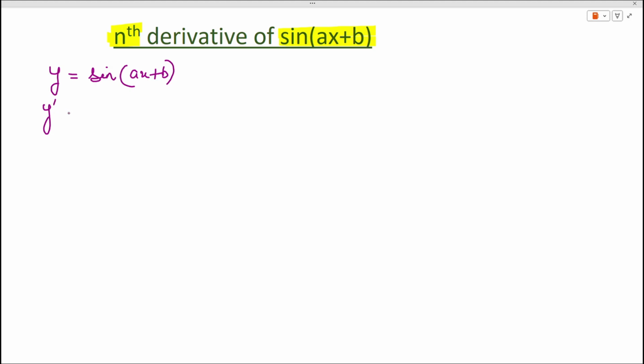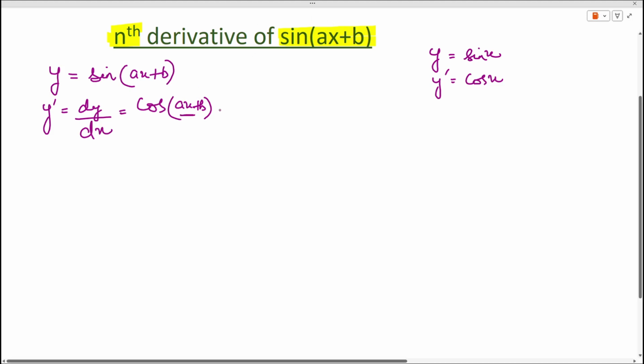So the first derivative is y prime, or it also can be written as dy over dx. We know that if we have the function given as sine x, then its derivative is equal to cos of x. In the same way, the derivative of this is going to be cos of ax plus b. But now we have to use the chain rule and multiply this by the derivative of ax plus b, which is just a.